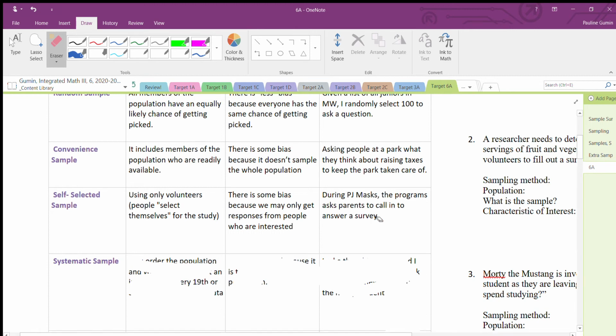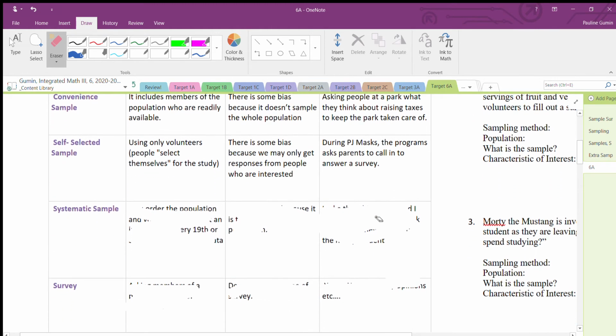For example, during PJ Masks, that awesome kid program that my nephew loves, and I like too, the program asks parents to call in to answer a survey. Now, the parent who calls in could be a parent that loves the show, just like me. Or it could be a parent who calls in to say, PJ Masks is the worst, and it had the worst influence on my child. Now, I can't ever imagine that happening. However, you're volunteering to answer the survey. People who don't care one way or another, that opinion is not taken into account.